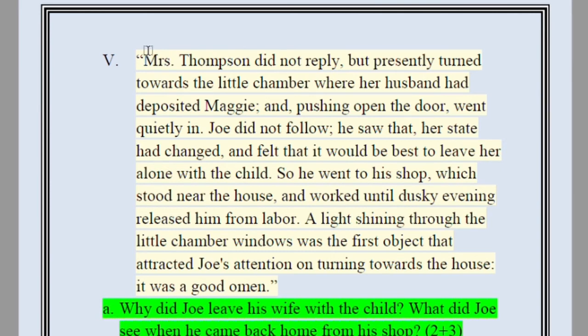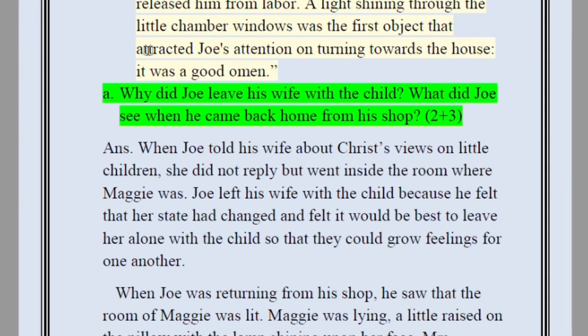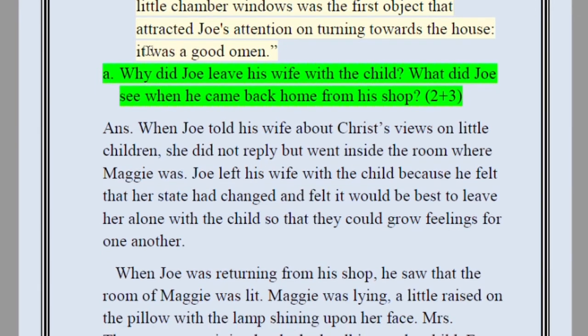Now, this portion is from where? At that time when Joe Thompson tells about Christ's love for children, and then he leaves the house and goes to his workplace. Now he is returning. What are the questions? Question A: Why did Joe leave his wife with the child? What is the reason behind that? When Joe told his wife about Christ's view on little children, she did not reply, but went inside the room where Maggie was.